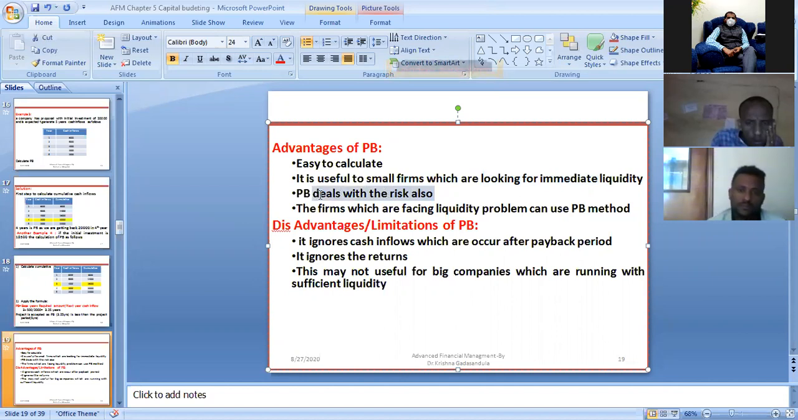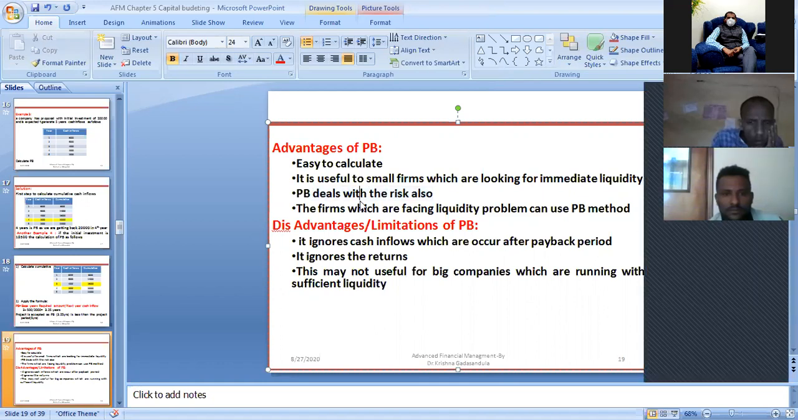And payback period deals with risk also, because of how much risk it is taking. If it is taking more than the project period, it is very risky. If it is less than the project period, if it is giving returns or original investment back, it is good. So that's why payback deals with risk also.